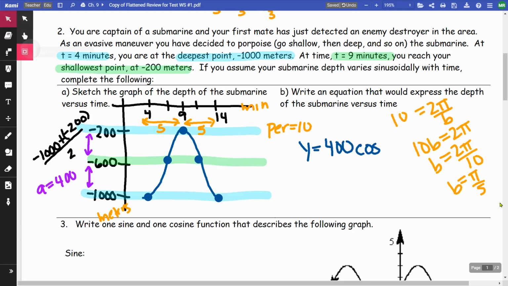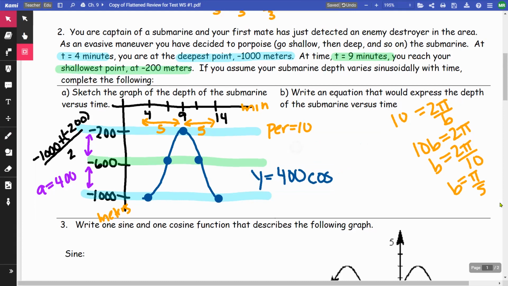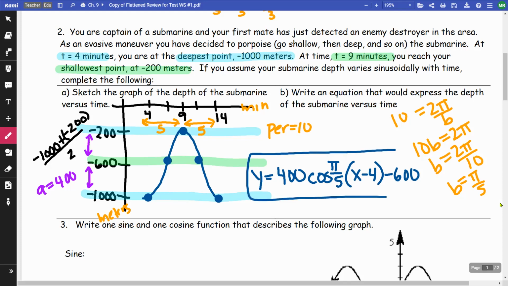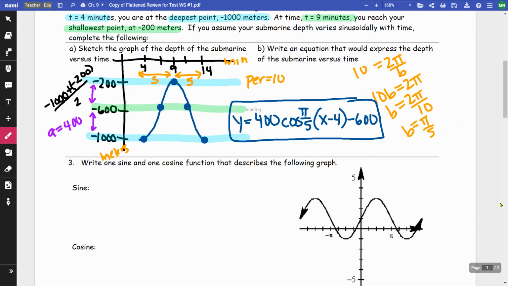Okay, so that means that, again, our b is going to be pi fifths. Then our phase shift, we're going to start at 4, so that's x minus 4, and then we drop down 600. This is our equation. And actually, here, let me put a t in here because they wanted us to use t for time.